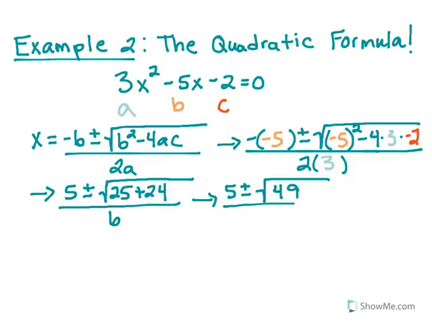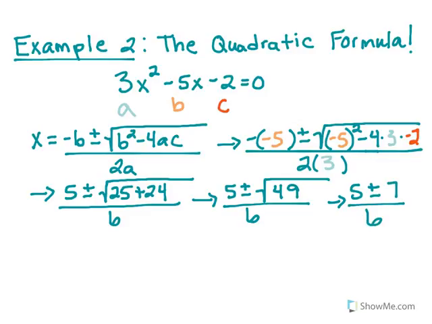And 25 plus 24 happens to be 49. That's very nice and convenient. Not all of them will be, of course. And we know that the square root of 49 is 7. So this is going to clean up even more to 5 plus or minus 7 all over 6.